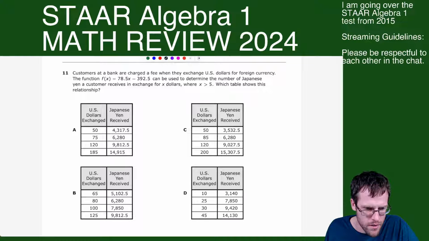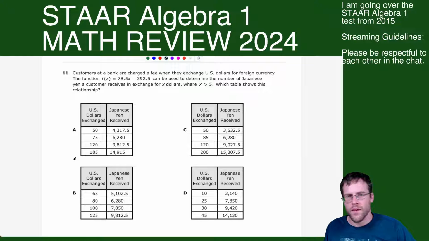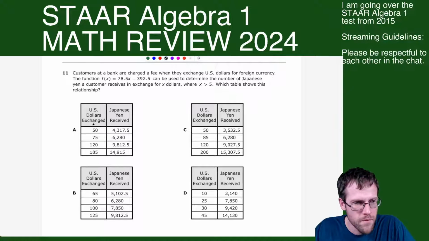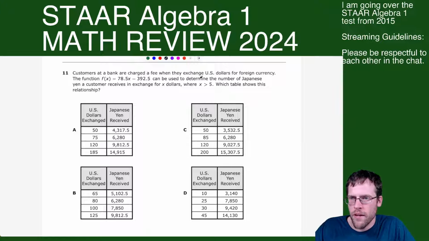Let's see. All right, so going on here, we have a customer at a bank. Customers at a bank are charged a fee when they exchange U.S. dollars for foreign currency, and here's the function. It's not good to go too fast during these questions, but I kind of just scanned for the important stuff. This function can be used to determine the number of Japanese yen a customer receives in exchange for X dollars, where X is greater than 5. Which table shows this relationship?